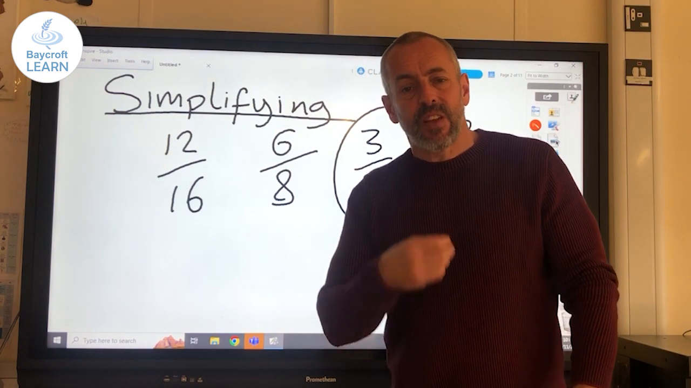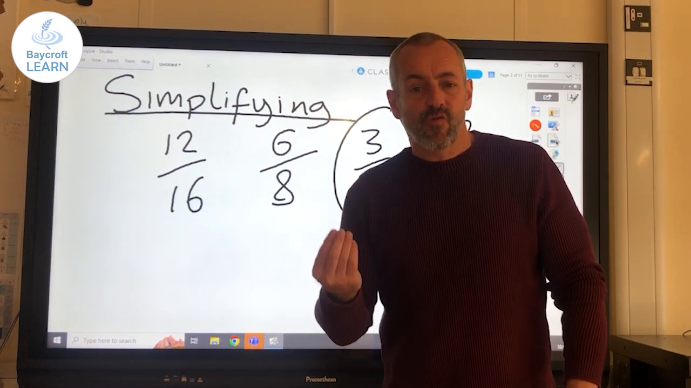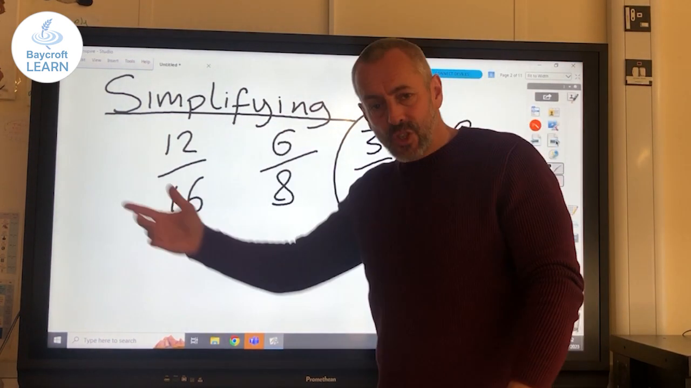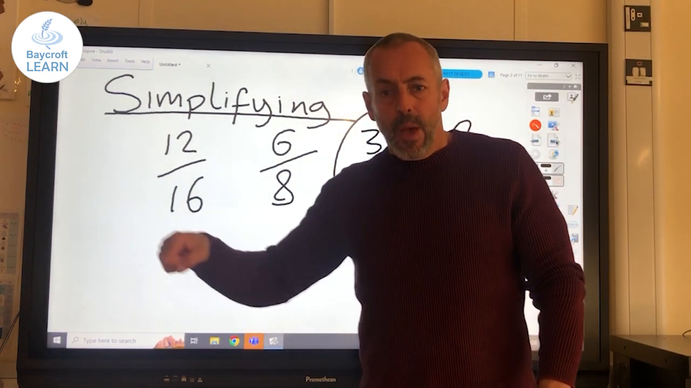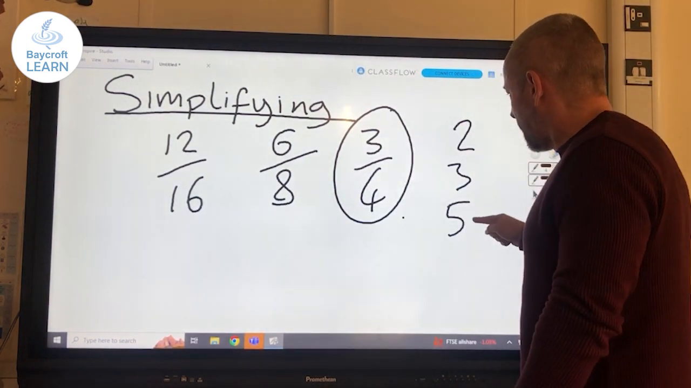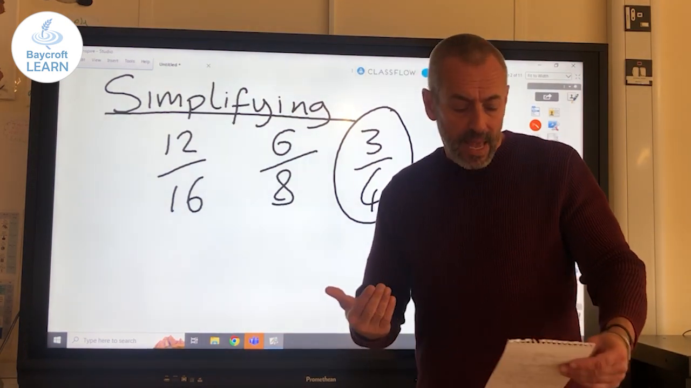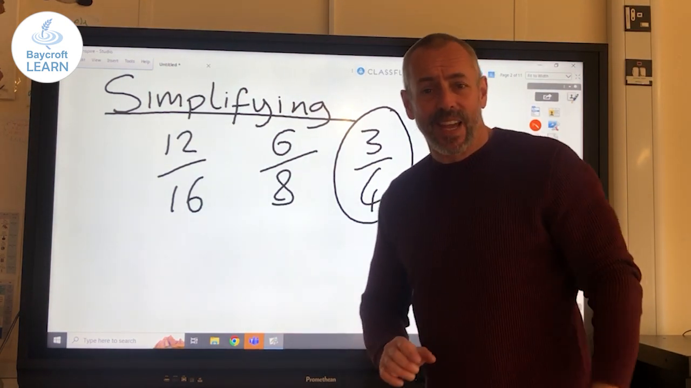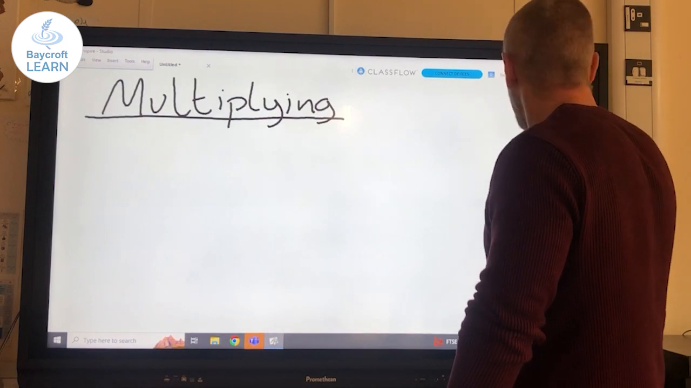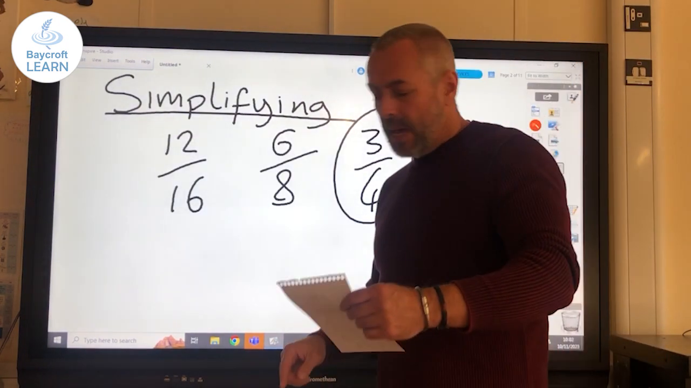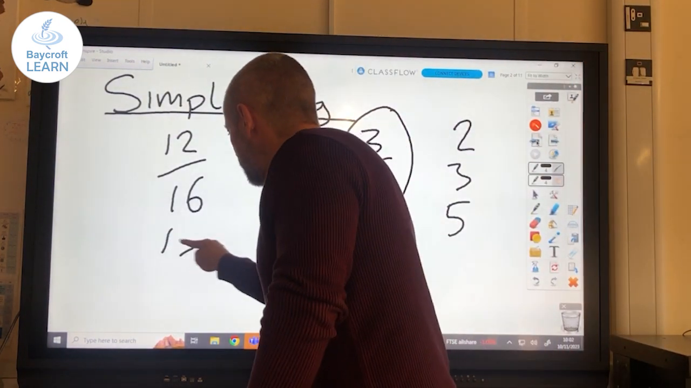Now, as I said previously, if your times table knowledge is really good, you might be able to skip some of these steps, but actually, if we work by dividing by 2, 3 and 5, most of the time we will get there. I've got another example. I do write these down so that I don't get confused. Okay, got another example here of 18 over 27.